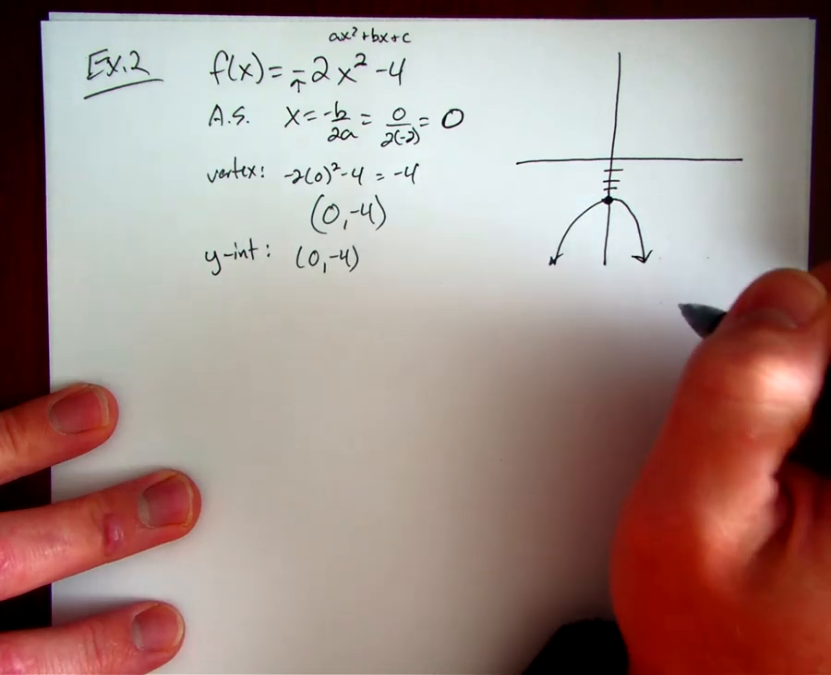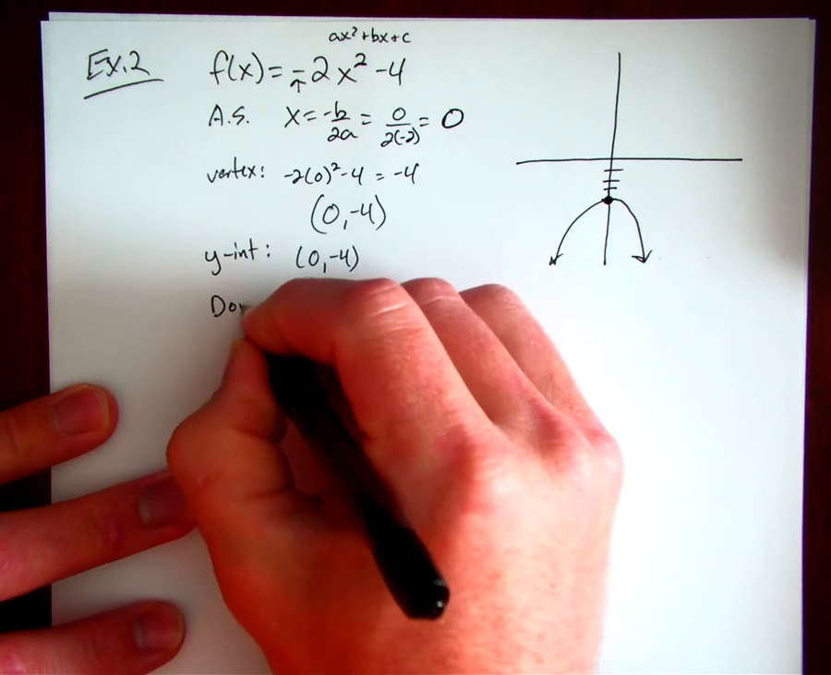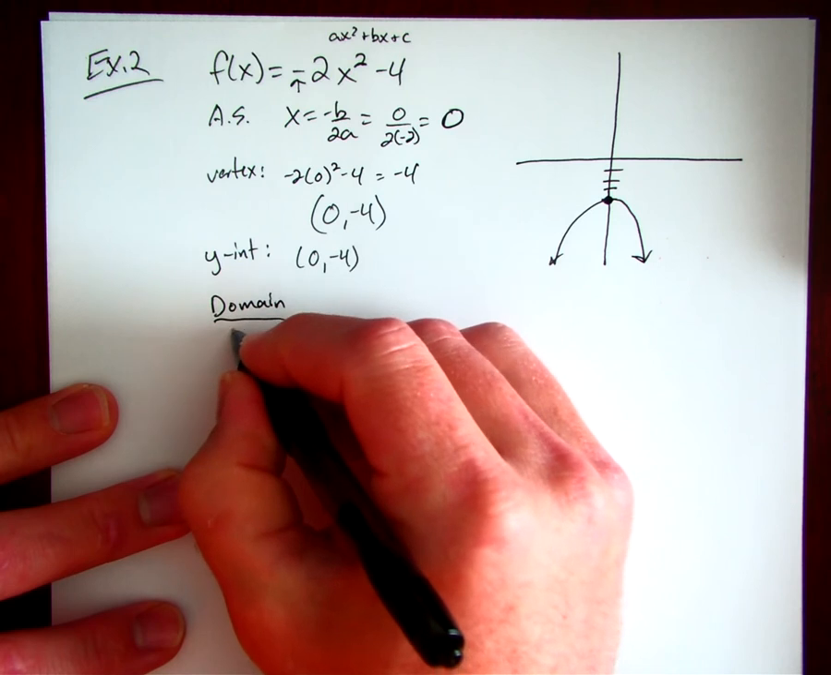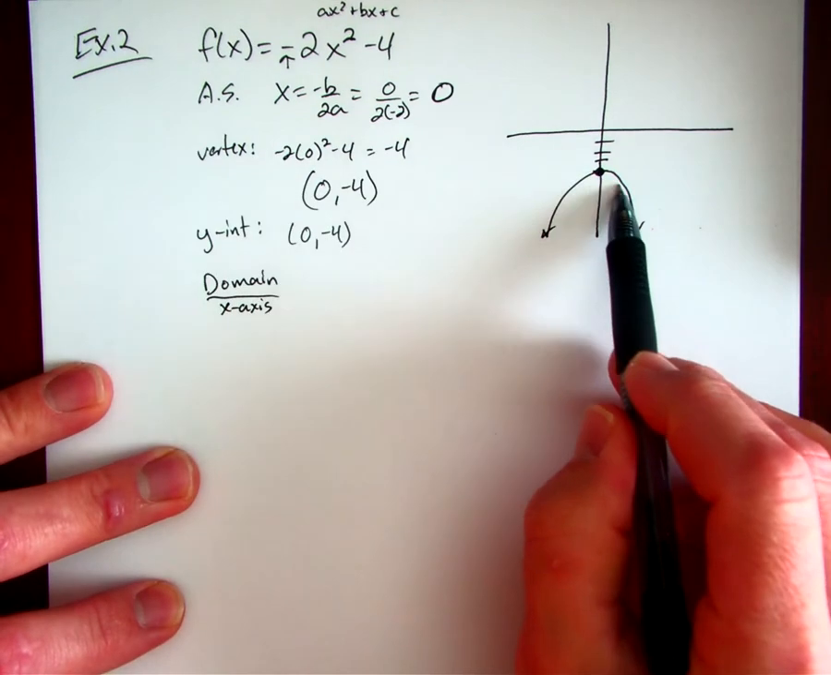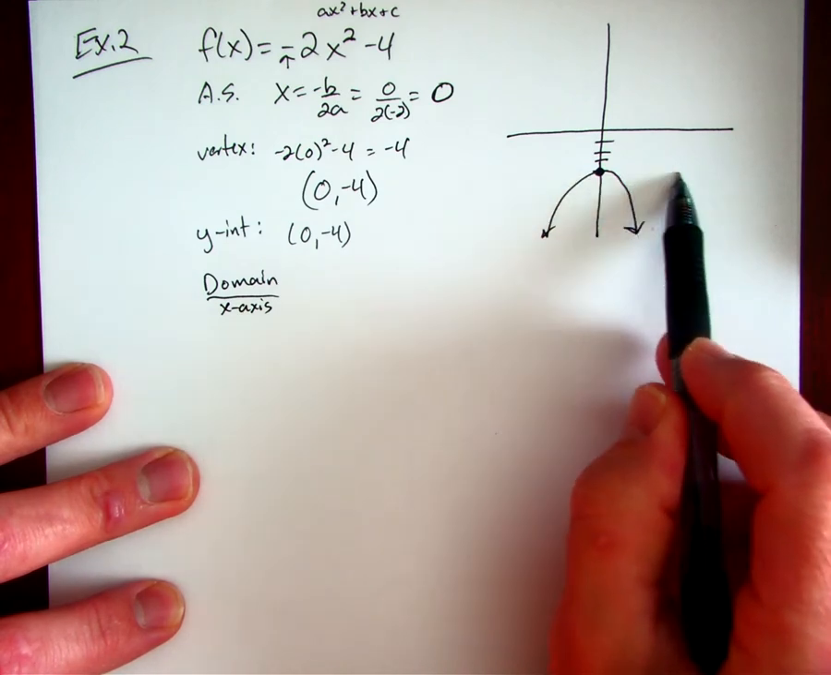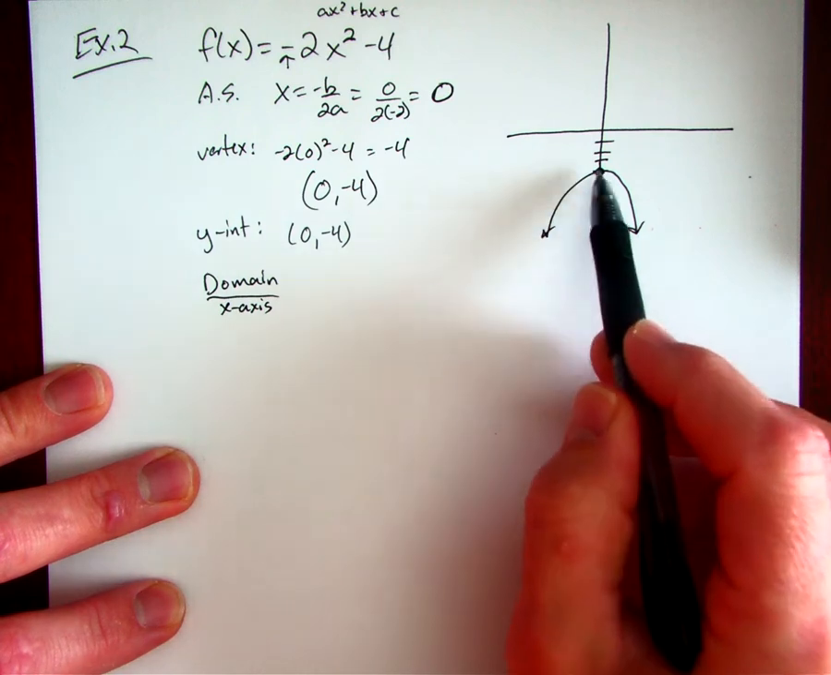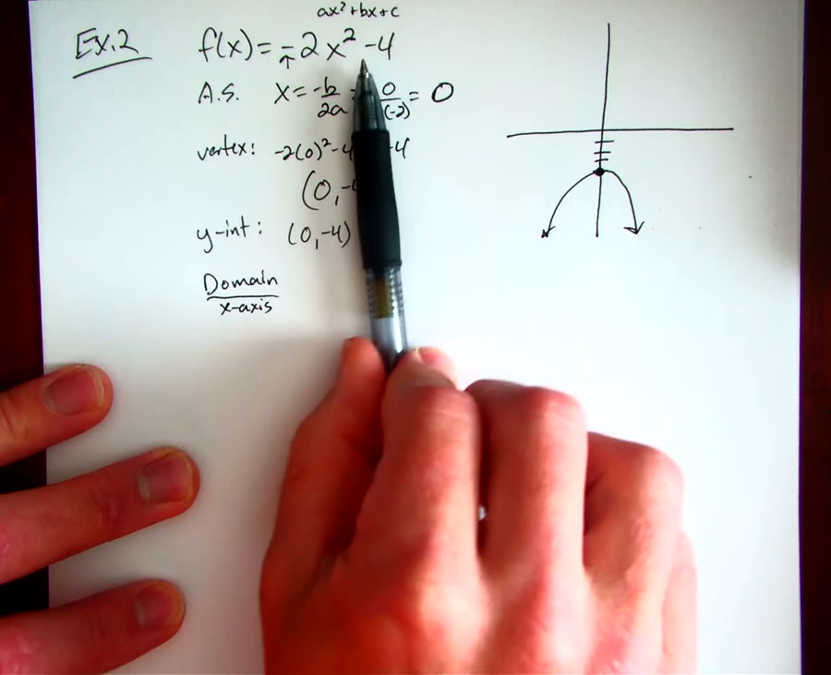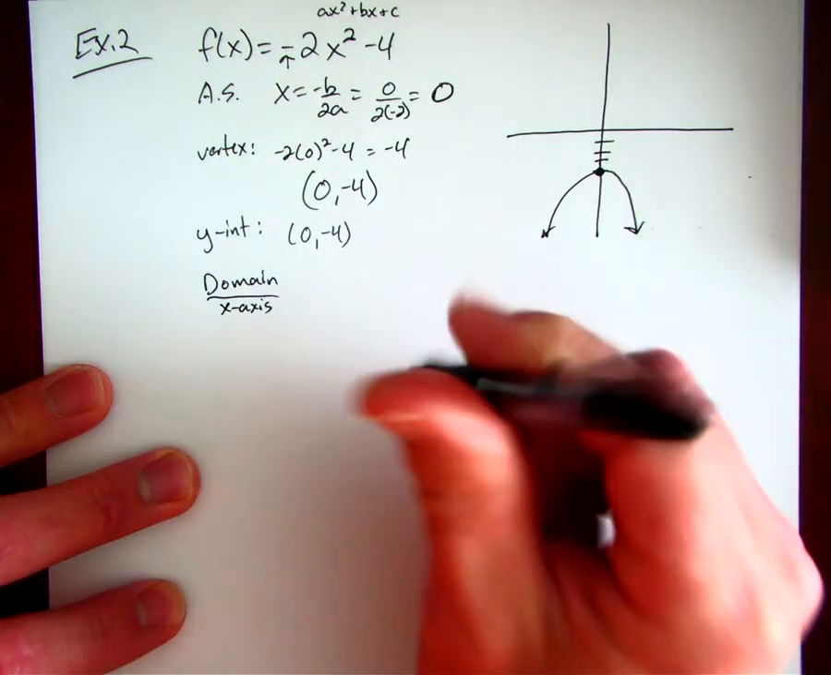We can answer all these questions. So let's talk about it. Domain. Domain, again, is on the x-axis. As this graph is going down, is it also going out to positive infinity? Yes. As this graph is going down, is it also going out to negative infinity? Yes. So, does this graph exist from negative infinity to positive infinity? Yes, it does.